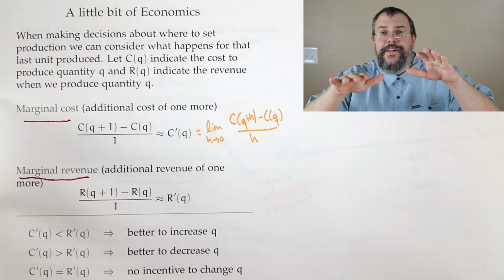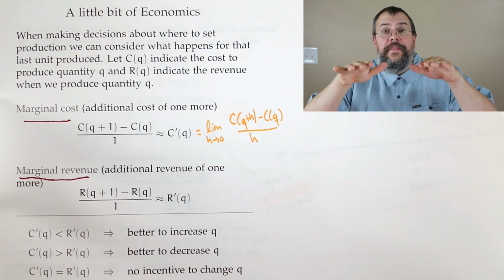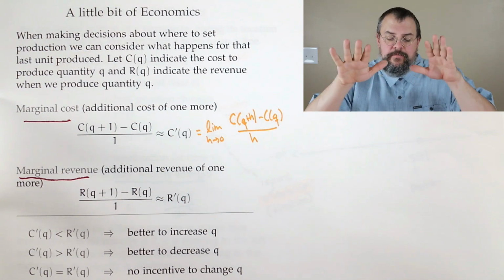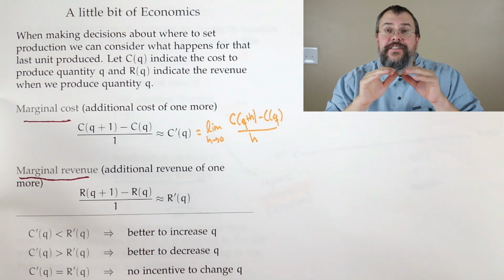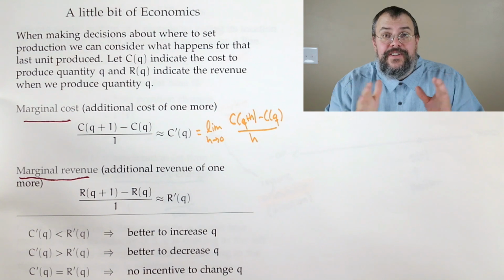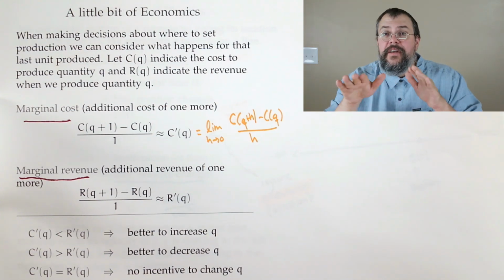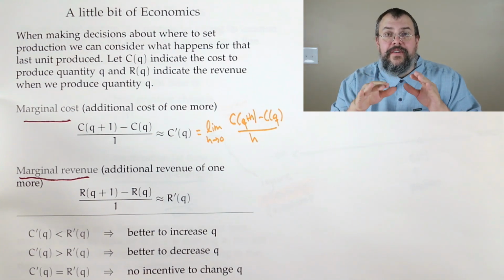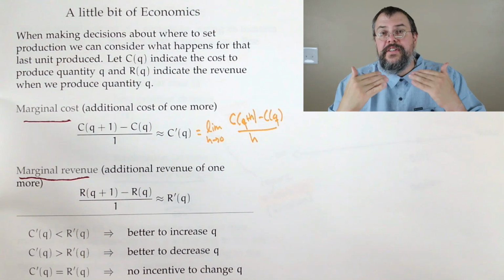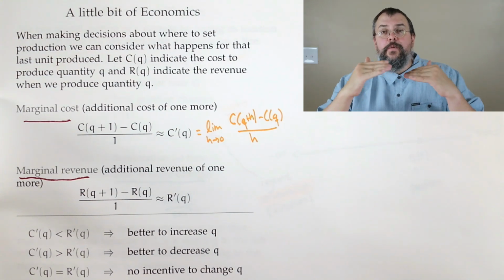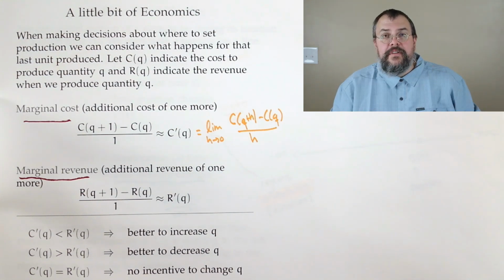And therefore there's that sweet spot. When they're the same, that says good. That says there's a place where there's no incentive to change Q because it's not clear whether you'll increase or decrease. So that's where you want to start setting your production levels. Figure out where that interchange happens.